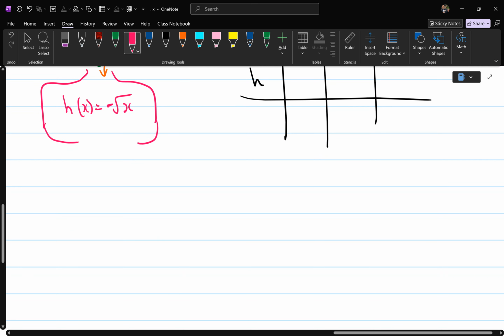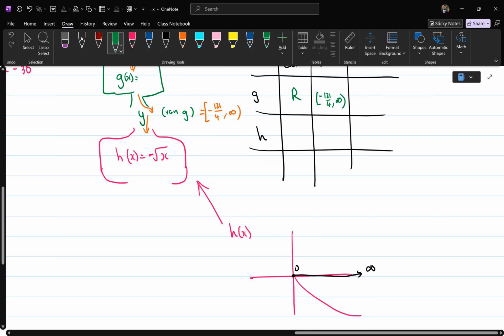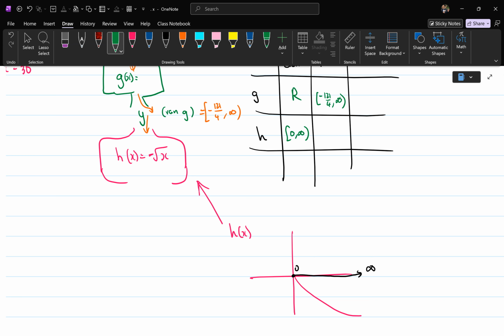Now if you visualize what h of x looks like, h of x is root of x, and we know root of x normally looks like this. But with a negative, that's a reflection on the x-axis, so it'll look like this. And so this is our graph. If I asked you, what is the domain and range of h of x? Well, you would say the domain can only be 0 to infinity.